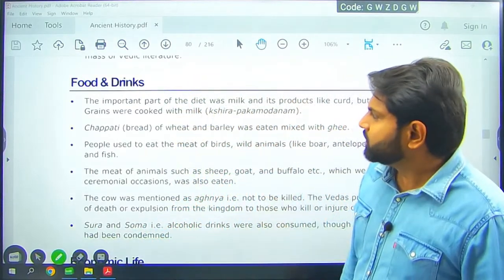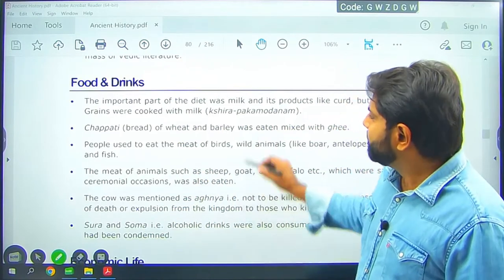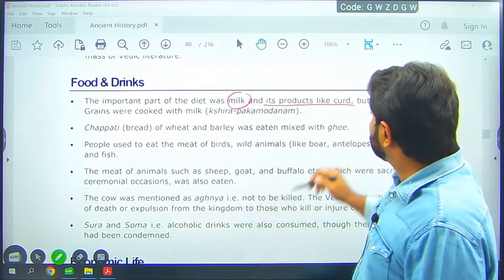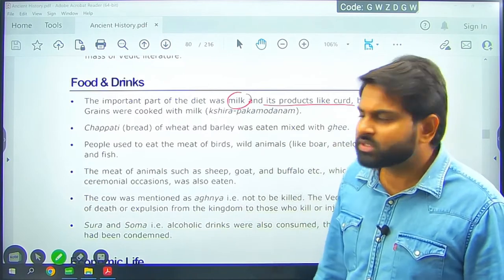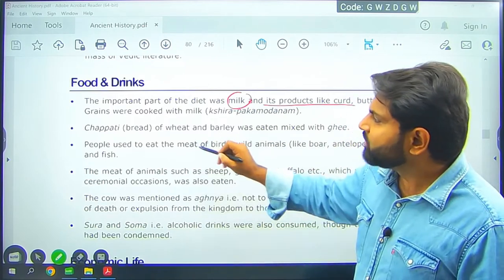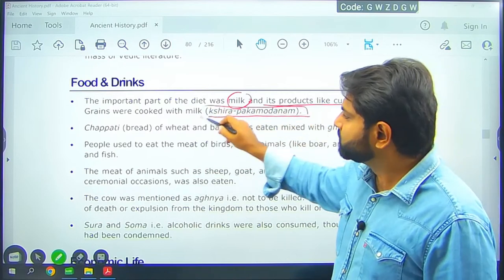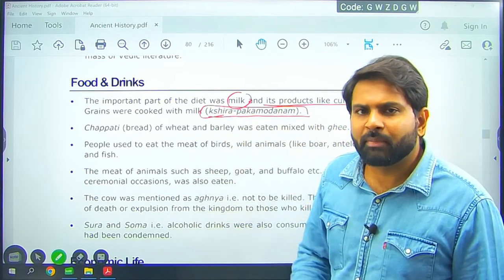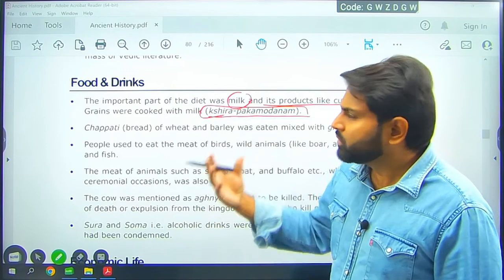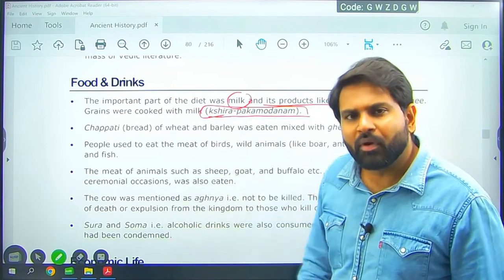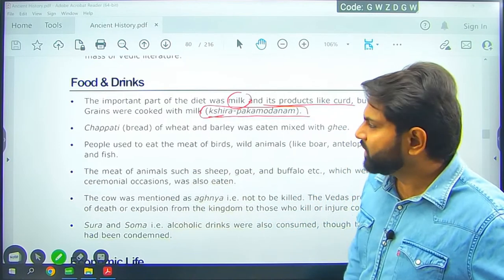Food and drinks. The important part of the diet was milk and products like curd, butter, ghee, which were derived from the domesticated animals. Grains were cooked with milk, that is called Kshira Pakamodhanam. In Telugu, people call it Payasam, right? So, this is an important part of any festival.